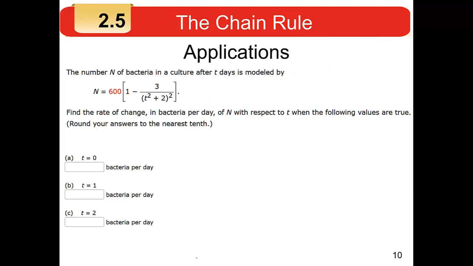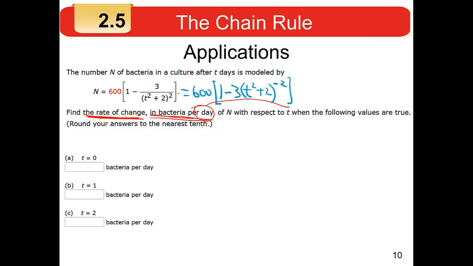Let's end with an application. This problem says the number of bacteria in a culture after T days is modeled by this equation. Capital N is equal to 600 times this quantity. I'm not going to read the whole thing, but it's a function of T, where T is the time, but it's in days. So N is the number of bacteria, but the time is in days. And we're finding the rate of change. Anytime you see rate of change, anytime you see slope of the tangent line, those are key words or phrases that immediately tell you you have to take a derivative.